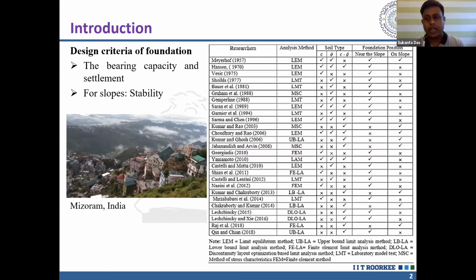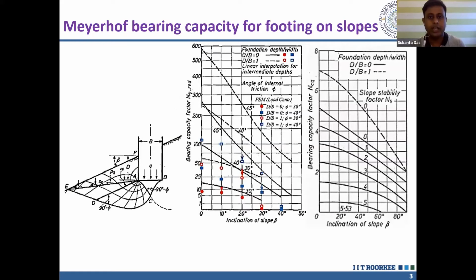Past earthquake damages have also drawn attention to the proper design of foundations for buildings on sloping ground. Several researchers have done numerical and experimental research, presented as literature in the table. From the table, it can be seen that much attention has been given in the last few decades, but initially Meyerhof in 1957 started work on foundations on sloping ground. So I am not discussing these things. I am going directly to some recent records. Meyerhof reported only static bearing capacity, not seismic.